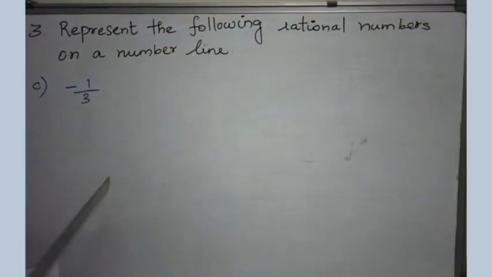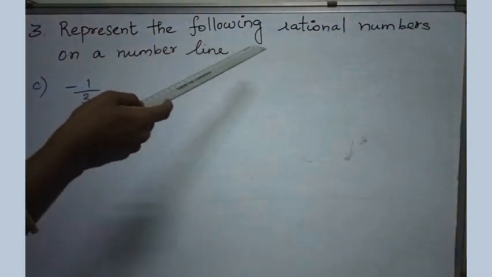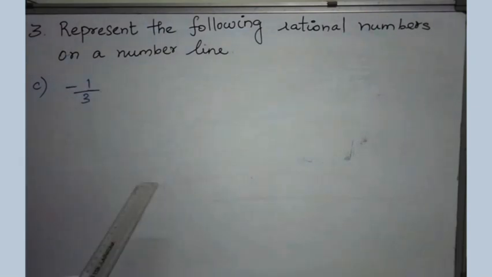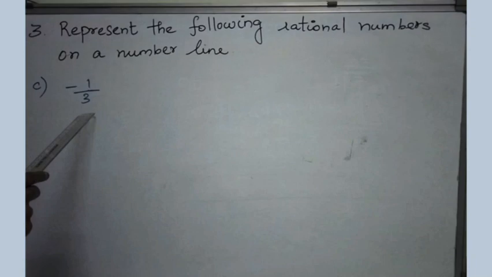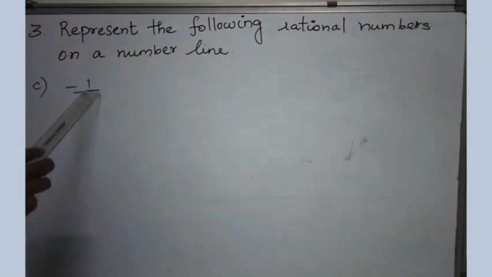See the next sum, minus 1/3, we have to represent on the rational number line. Okay. So see, the numerator value is minus 1 and the denominator is 3. Okay. What type of fraction is this one? Very good. This is the proper fraction. Yes. So here the total number of equal parts of the unit length is 3. We have to mark the place value 1. Okay. So we have to represent it on the number line.